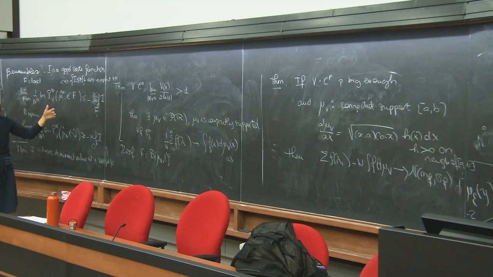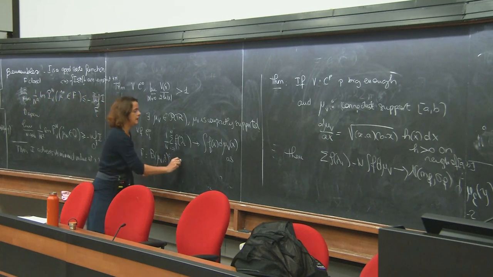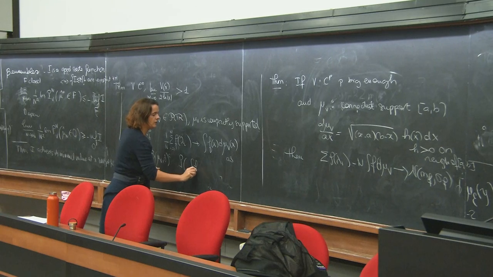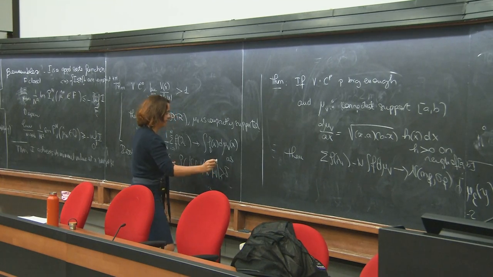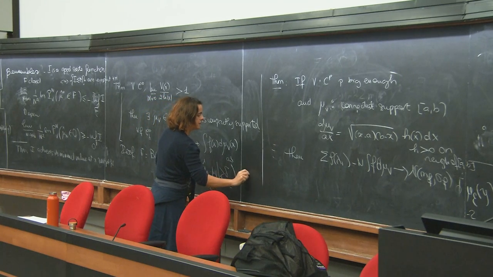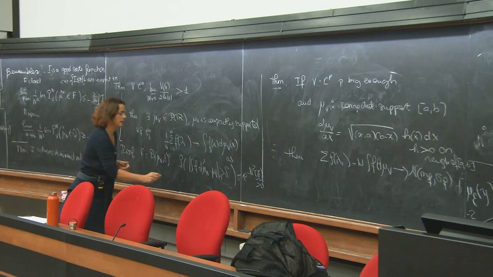So you can use the Borel-Cantelli lemma to see that the probability that the integral of f minus mu V is greater than delta will be like exponential minus n squared c delta, but this is positive. And so you conclude by the Borel-Cantelli lemma.